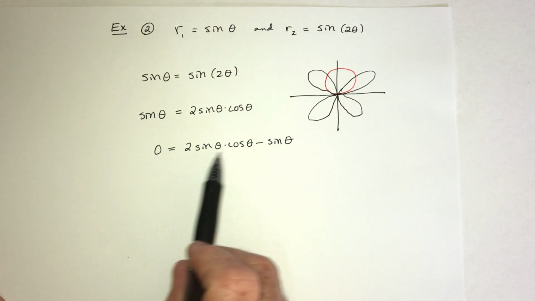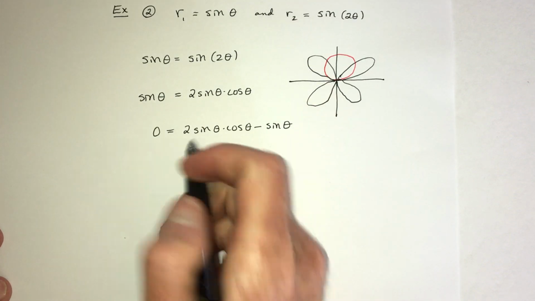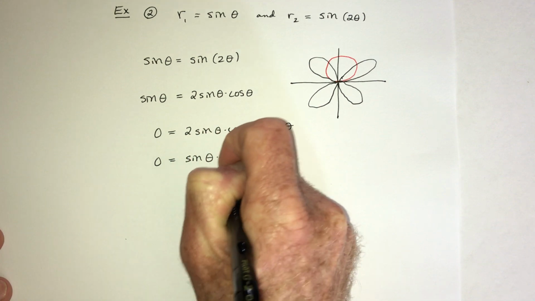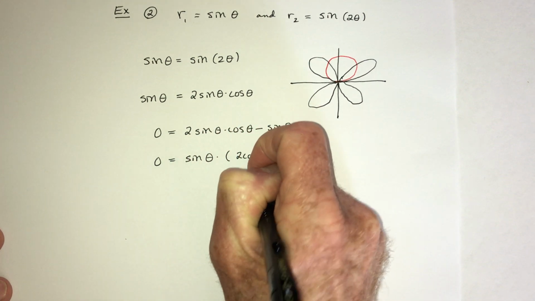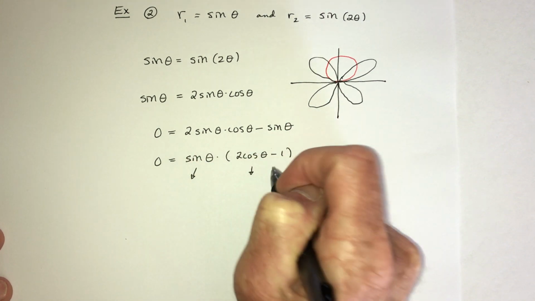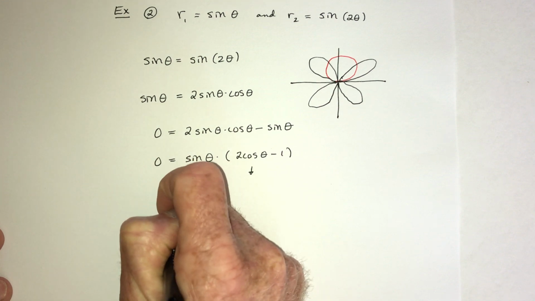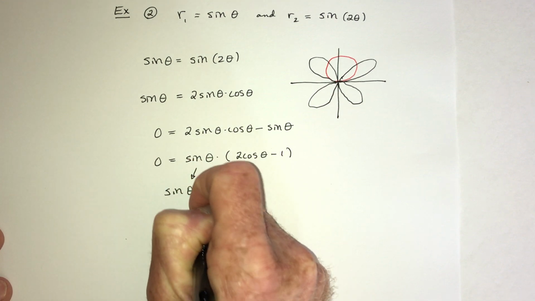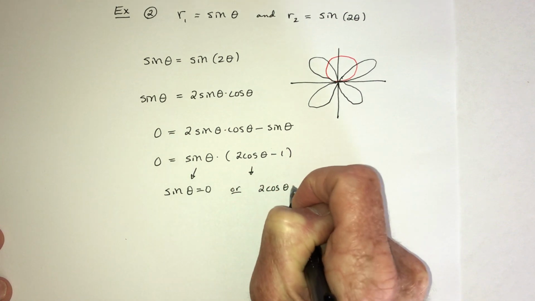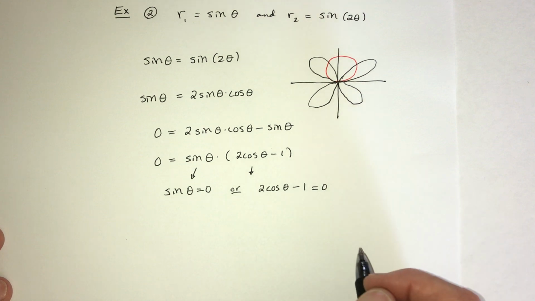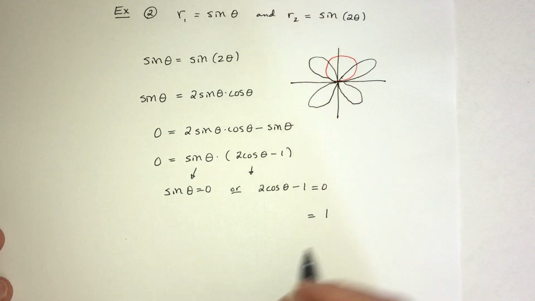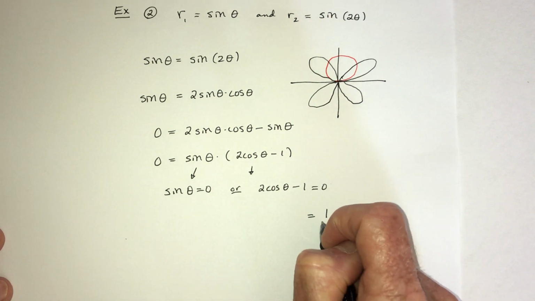And then sine of theta is showing up in these 2 places. That means that I can factor it out. And it would leave 2 cosine theta minus 1. And then set them equal to 0. So it's either that sine of theta equals 0 or it's that 2 cosine of theta minus 1 is equal to 0. With this one, I could add the 1 to the other side, and then I could divide both sides by 2.